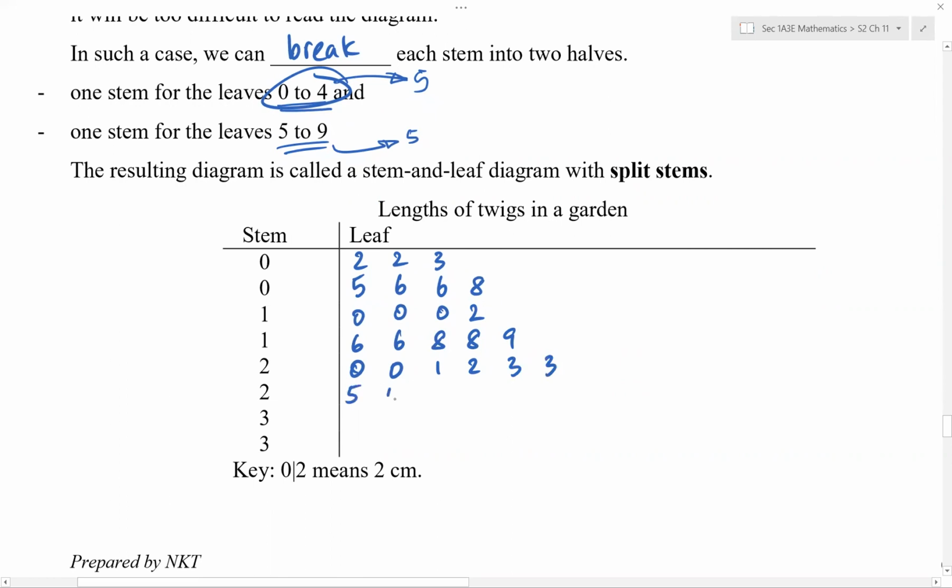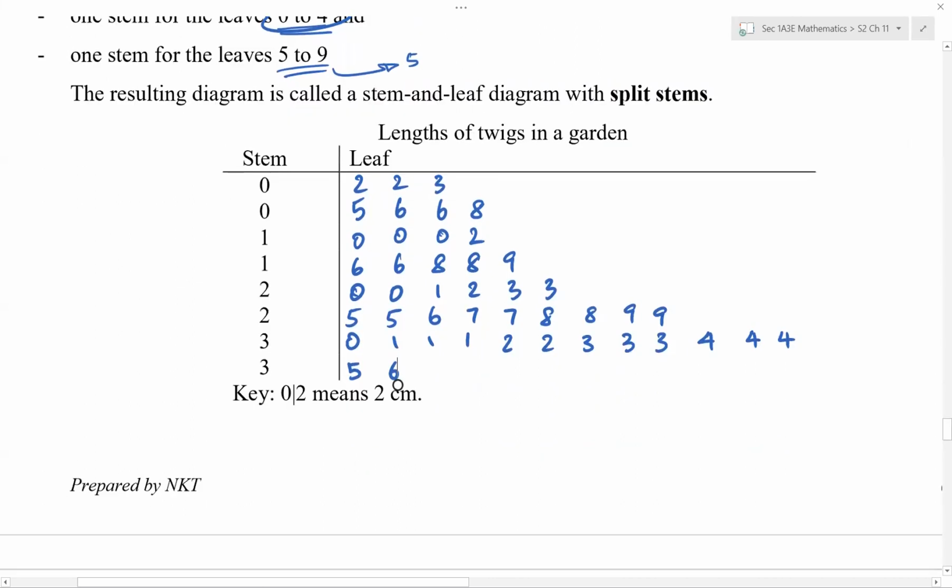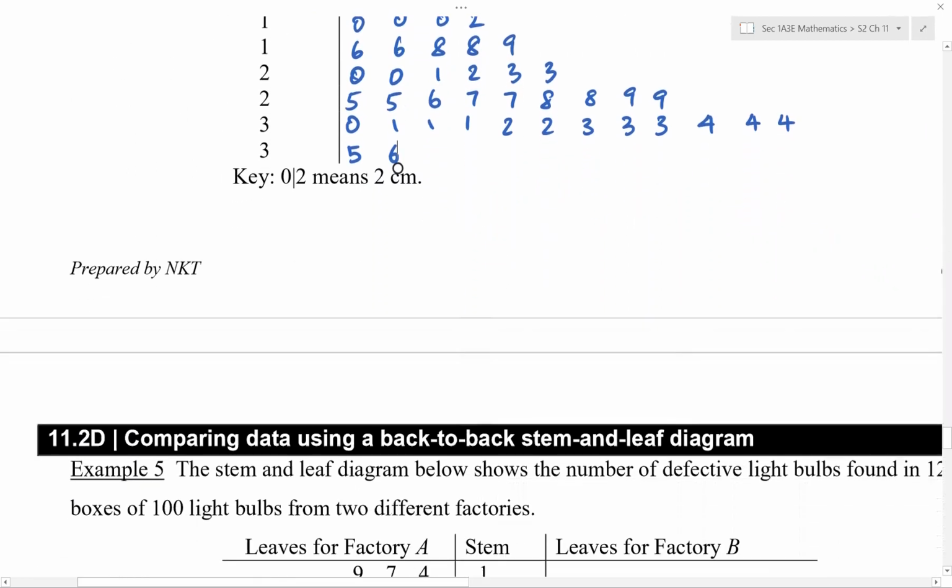Followed by 5, 5, 6, 7, 7, 8, 8, 9, 9. For the 3s, 0, 1, 1, 1, 2, 2, 3, 3, 3, and 4, 4, 4, and a 5 and 6. So this is our stem and leaf diagram with split stems. Then the interpretation is still the same. The descriptions will also be the same.